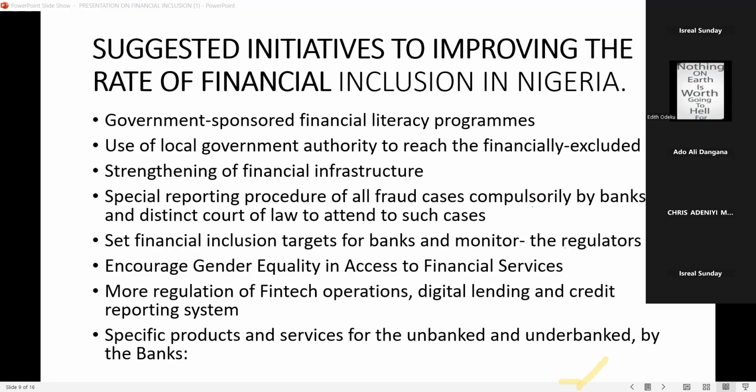And then more regulation of fintechs, digital lending, and credit reporting systems. There should be more regulation of them. And then specific products and services for the unbanked and the underbanked by the banks. Special products should be developed that will meet the needs of those in the hinterland, those who are unbanked and underbanked. The difference: the unbanked are people who do not have access to banking services, while the underbanked have access but are not satisfied. Maybe where they should be having about 3, 4, 5 accounts, they just have one. You understand? Okay, next slide.